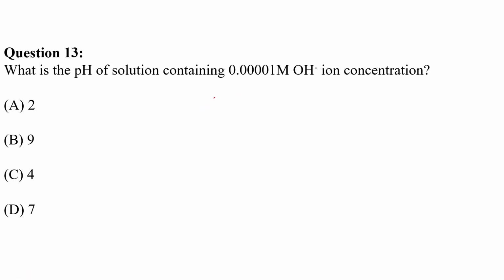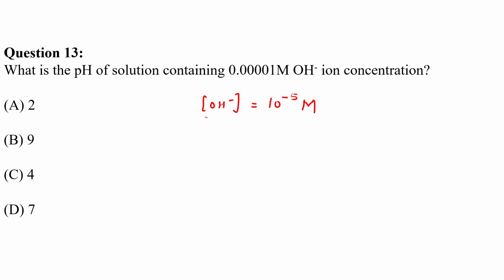So how do we solve this question? We have the OH minus ion concentration given here. This is 10 raised to the power minus 5 molar. So the OH minus ion concentration is given. We have answers here. Option B, that is 9. Okay, let's see. Let's solve it.